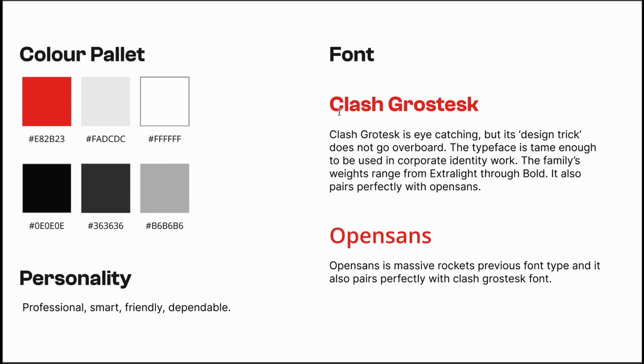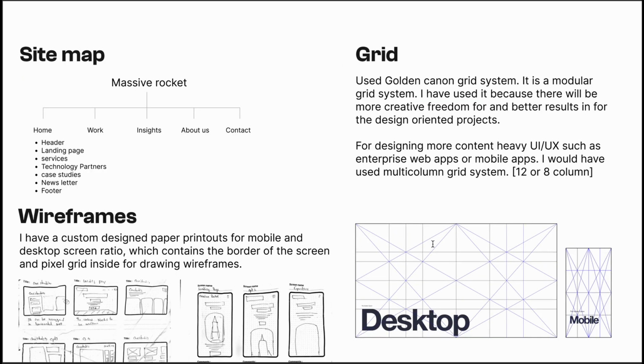And for font, I have taken Clash Rostec as the main font because it has a very corporate identity, and it's a bit bold and a new font, and it also pairs with Open Sans, which was our existing font. Here is our sitemap. I have worked mostly on the home page, so I have gone into detail regarding the home page and the sitemap. This is the basic layout.